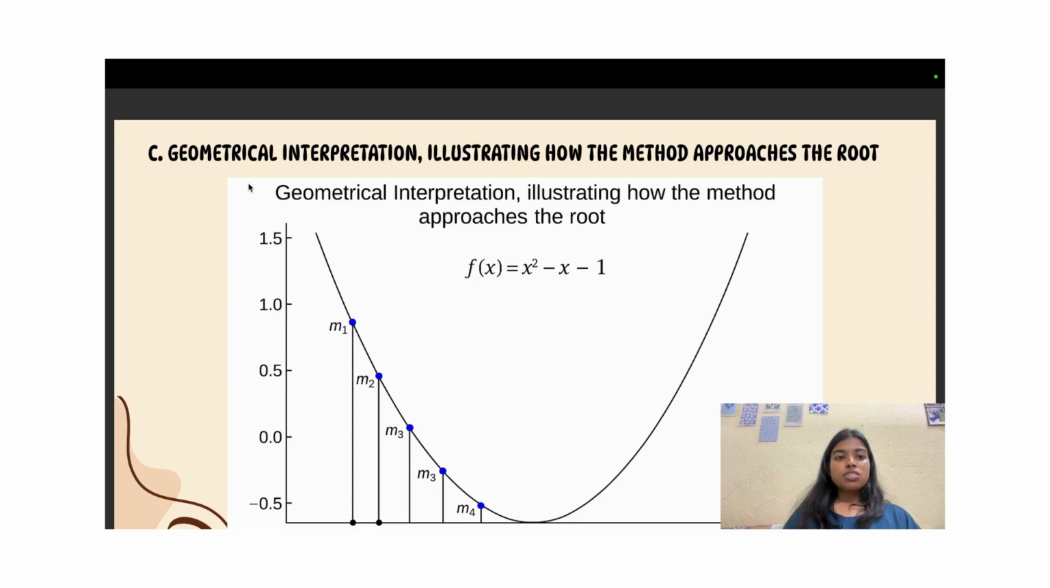This is the geometrical interpretation illustrating how the method approaches the root. Here we have given m1, m2, m3, m4. These are the midpoints, and f(x) = x² - x - 1 is the function.